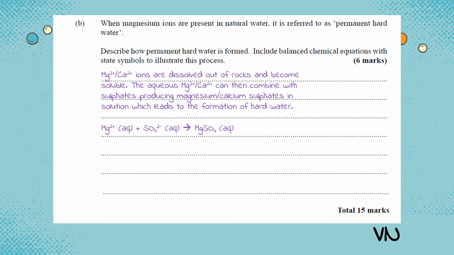Your equation there will be magnesium 2 plus aqueous plus sulfate aqueous to give us magnesium sulfate. If you want, you could also have written the equation using the calcium ions, so that would have been calcium 2 plus aqueous plus sulfate aqueous to give you calcium sulfate. All right, so either one of those two equations would have been correct. And that is going to bring an end to question 4.